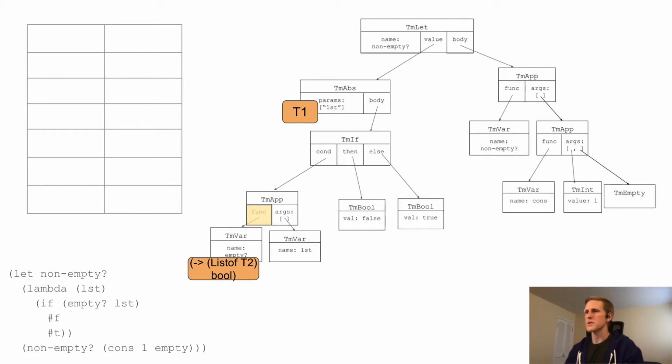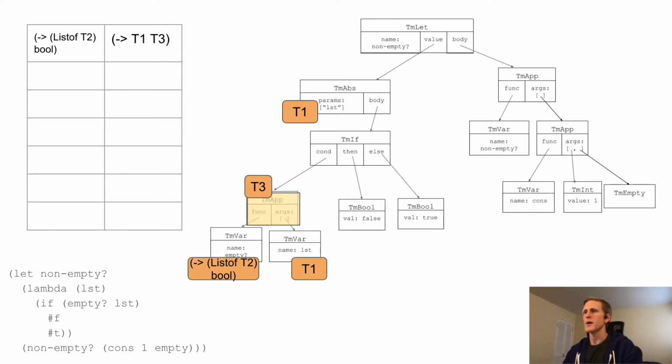Then we can look at the arguments, and the argument we're passing is the list, which is just referring to this parameter. We already have a type for it, T1, so we'll put T1 here as well. And then the overall type that's returned by this function call, we'll just call T3. You might be thinking that we could reach in here and know that the return type of the function we're calling is Boolean.